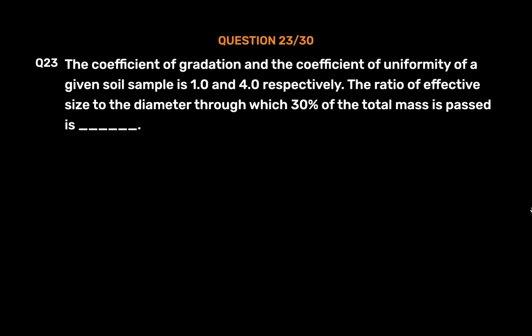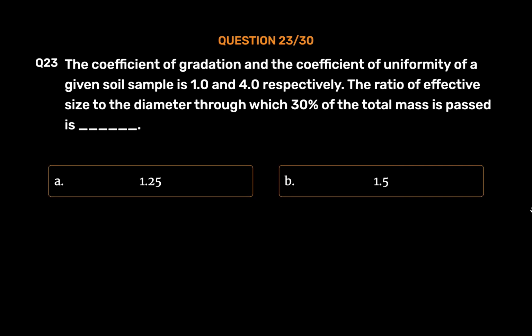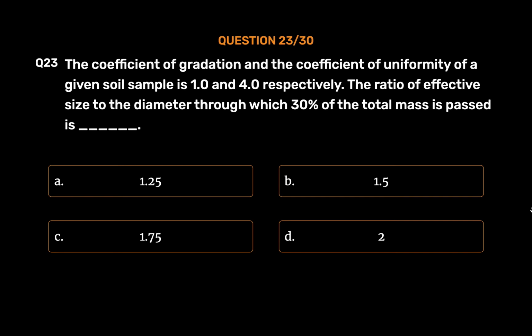The coefficient of gradation and the coefficient of uniformity of a given soil sample is 1.0 and 4.0 respectively. The ratio of effective size to the diameter through which 30% of the total mass is passed is underscore. Option A. 1.25. Option B. 1.5. Option C. 1.75. Option D. 2. The correct answer is option D.